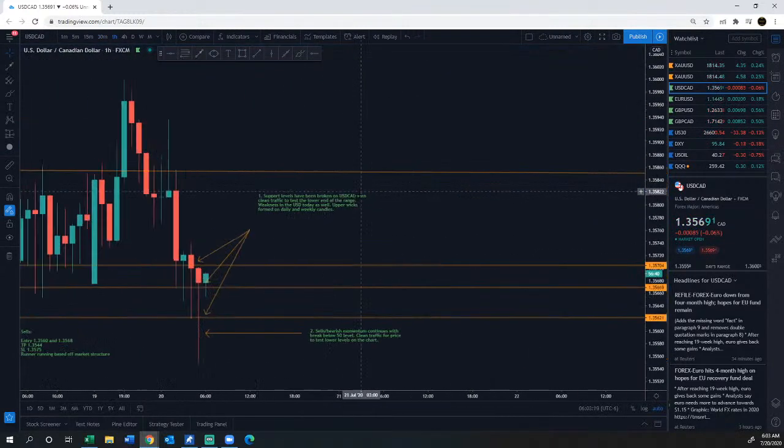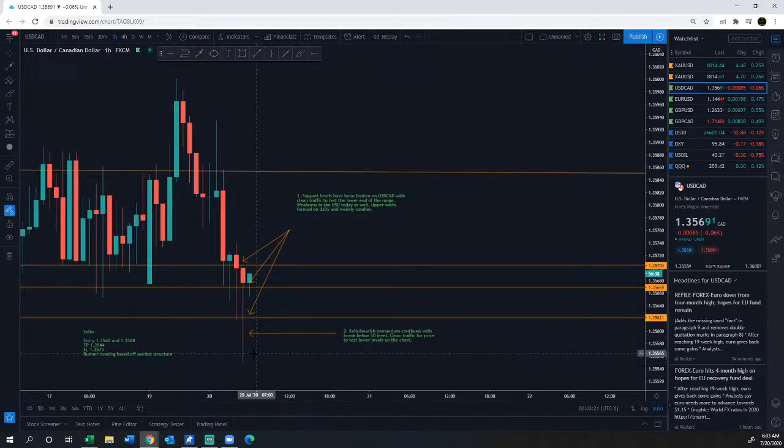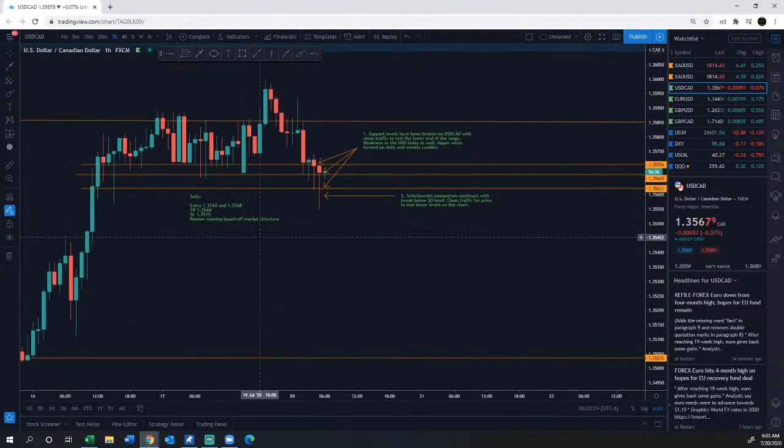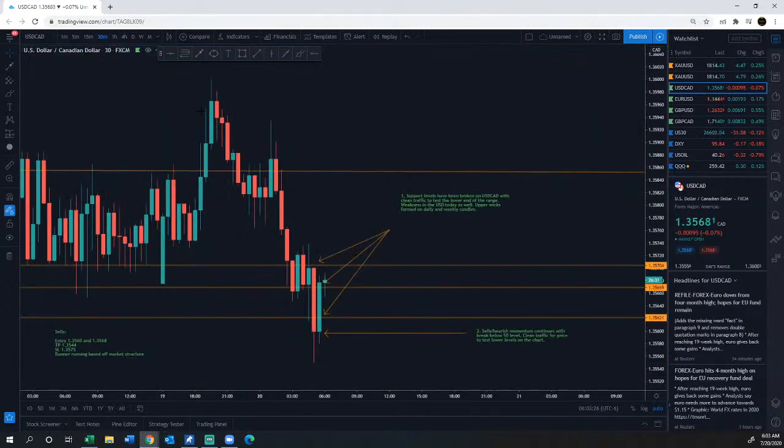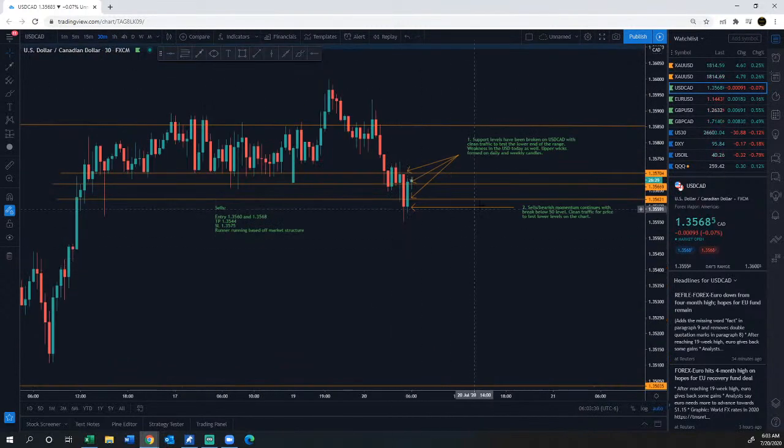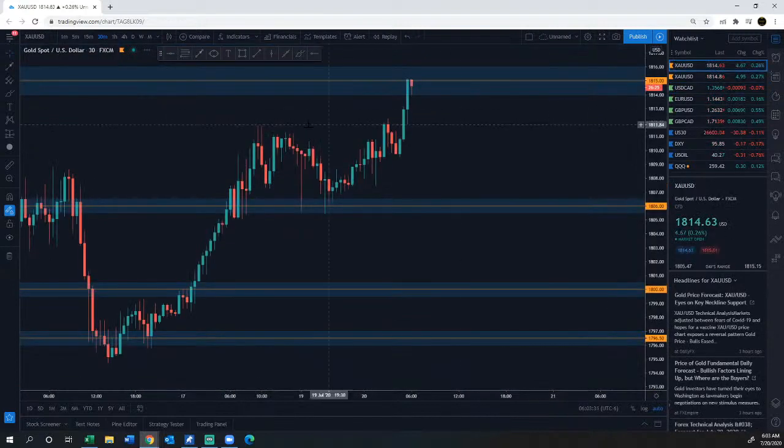Kind of anticipating this wick to be filled. We'll see how price action goes. It's still early in the hour. No need to rush any exits or anything. Kind of be patient with the trade. So yeah, that's it for that.